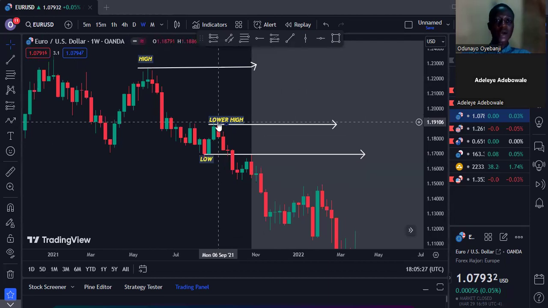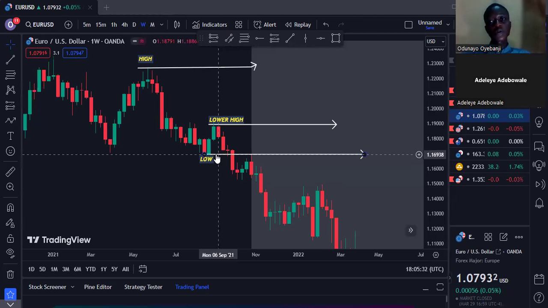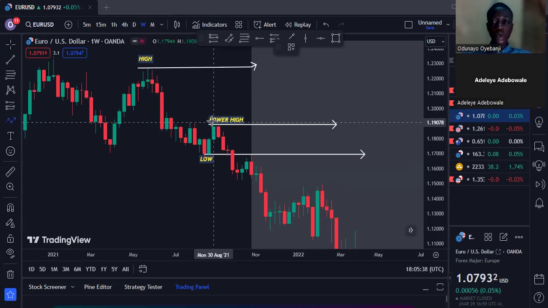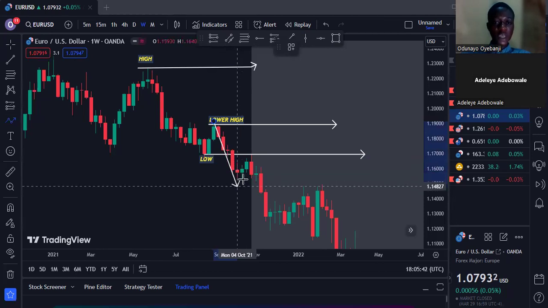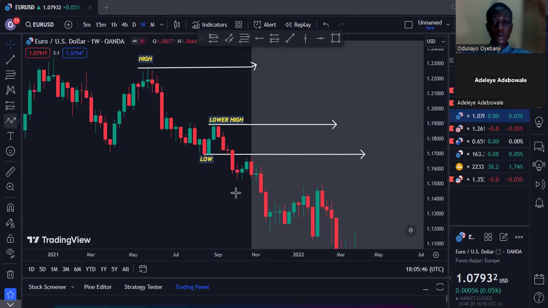So the previous low must be broken. Are you with me? Once the previous low is broken, once we're able to come below the previous low, forming a new low.